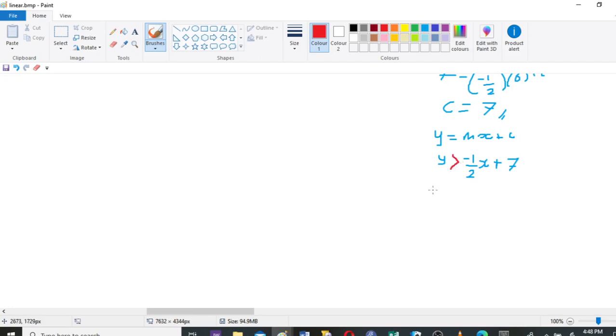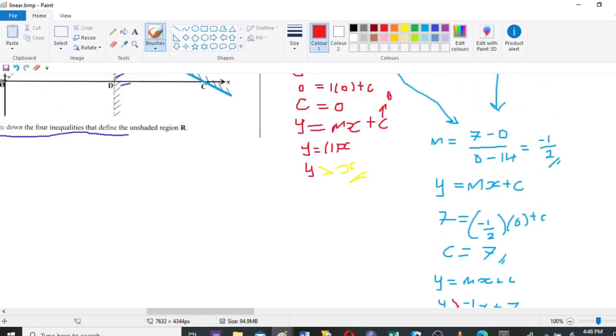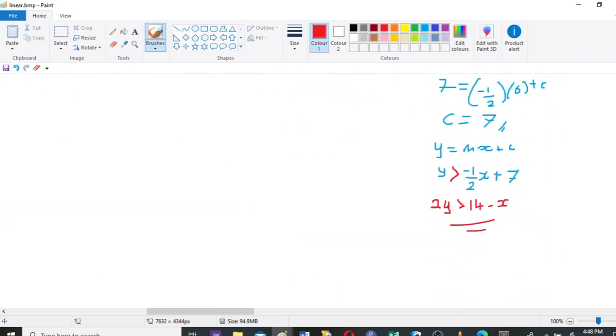The other form you can write it is to multiply through by 2, and you're going to have 2y is greater than 14 minus x. This is another way you can write it. So this is our third equation.